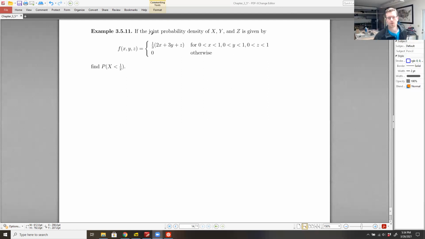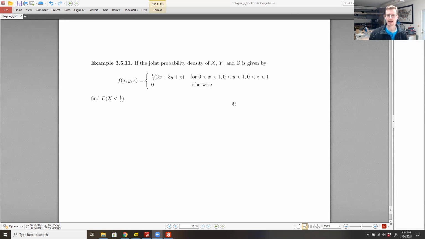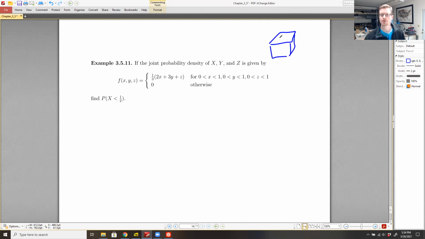All right, so our density function is given by 1/3 of 2x plus 3y plus z, where x is between 0 and 1, y is between 0 and 1, and z is between 0 and 1. So we're no longer looking at the unit square. Rather, what we're actually looking at is the unit cube.